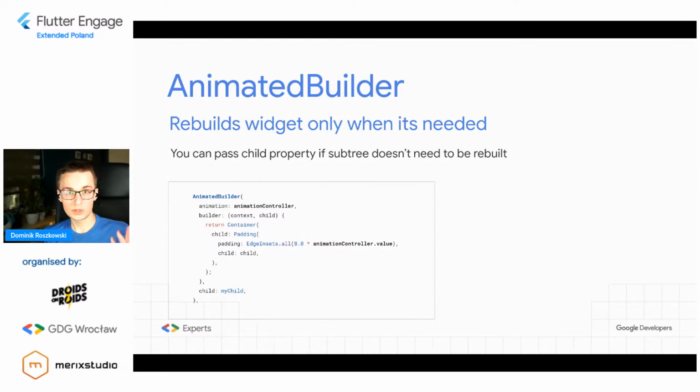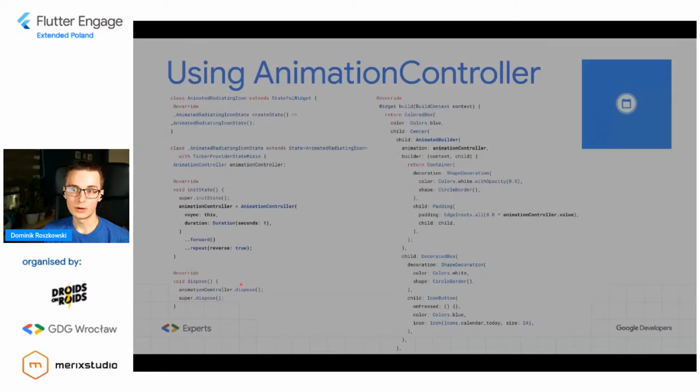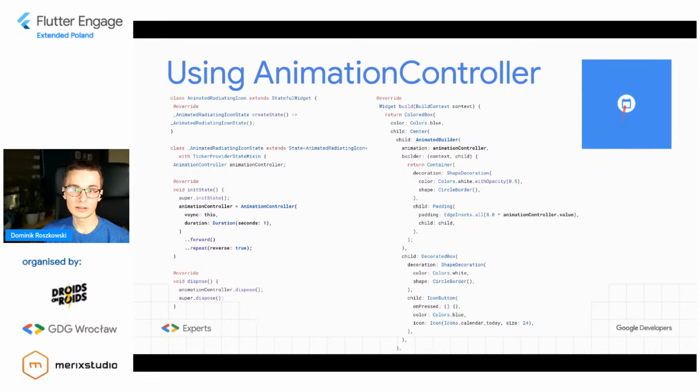And when it needs to rebuild, it will just run its builder function and will keep the child intact. So as you can see on the slide, there is a builder parameter and there is a child parameter. And the child is being built only once when the animated builder is created. So for instance, in my case of this previous animation, the icon and the decorated box wouldn't be rebuilt. The only thing that is being rebuilt is this shape decoration that we have here.